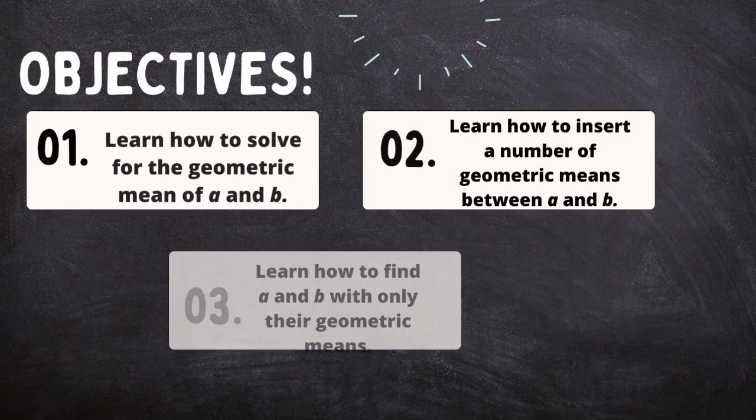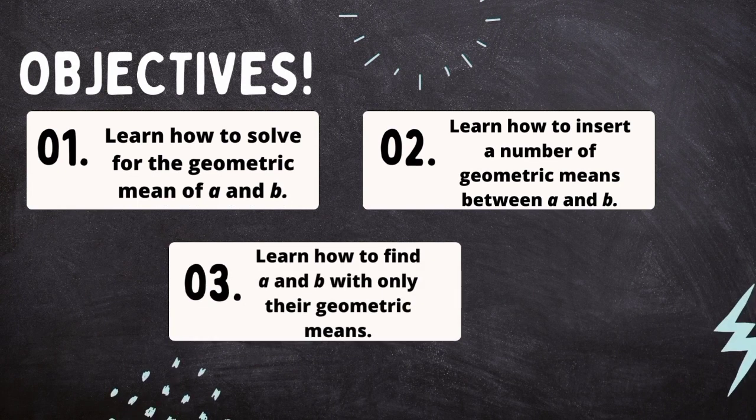Here are our objectives for today's discussion. First, learn how to solve for the geometric mean of A and B. Second, learn how to insert a number of geometric means between A and B. And third, learn how to solve A and B with only their geometric means.